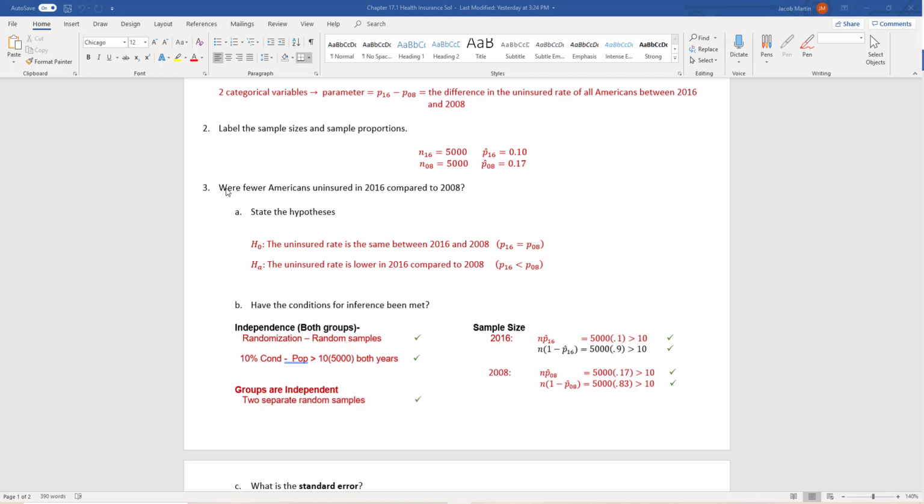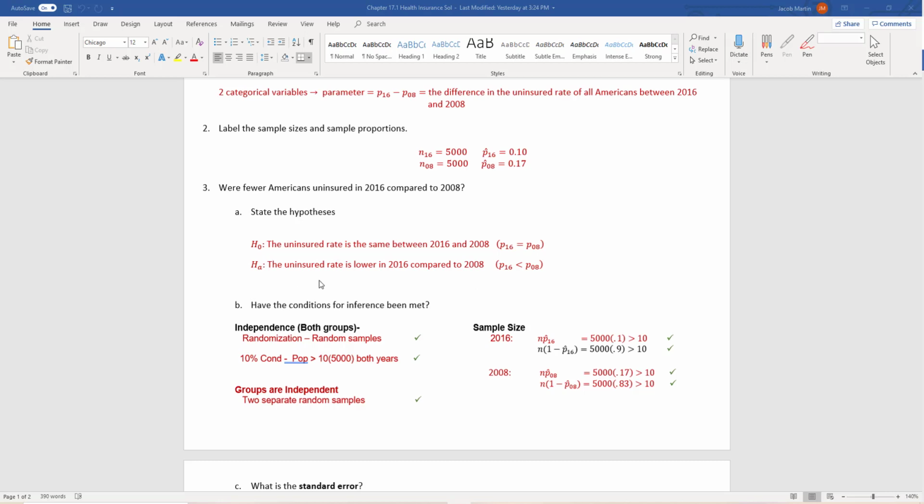And then specifically, we want to know, were fewer Americans uninsured in 2016? So that means our alternative hypothesis is going to say exactly that. The uninsured rate is lower in 2016 compared to 2008. Using our statistics notation, the proportion of all Americans that were uninsured in 2016 then should be less than the proportion of all Americans that were uninsured in 2008. And again, this is always the most important step because that's going to dictate a lot of what we do later on, is you want to determine what your null and alternative hypotheses are.